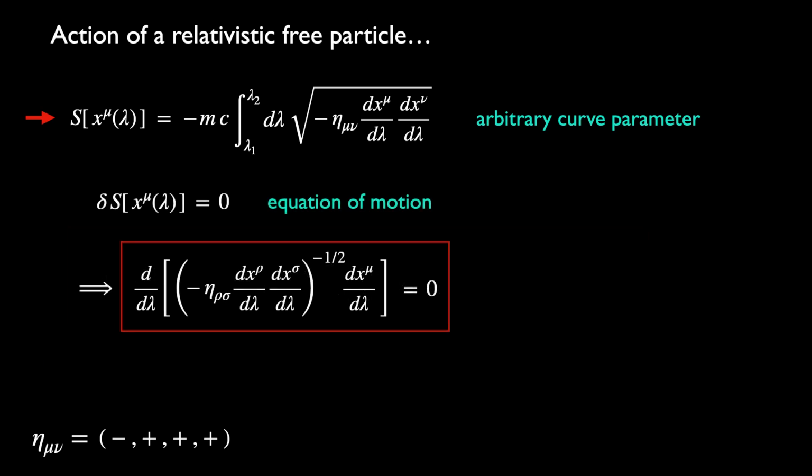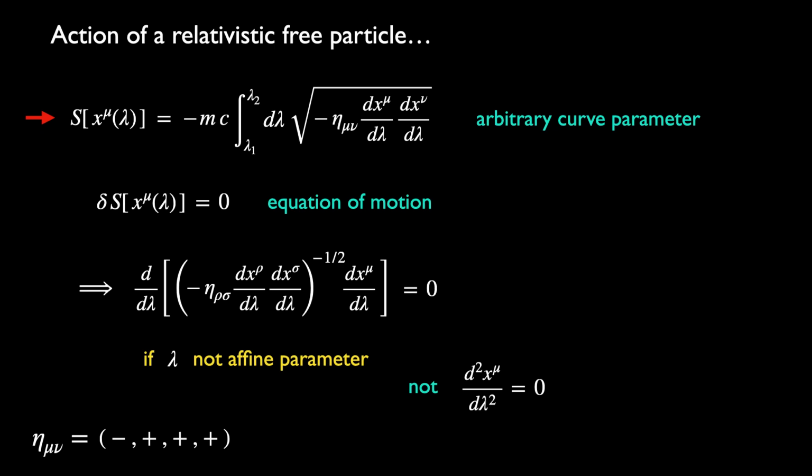This equation of motion does not take the simple form from earlier. This is expected, since in general, lambda is not an affine parameter. We have discussed this extensively in the last lecture. Notice that there are exactly 4 equations of motion, which could be solved for the 4 functions of the trajectory.